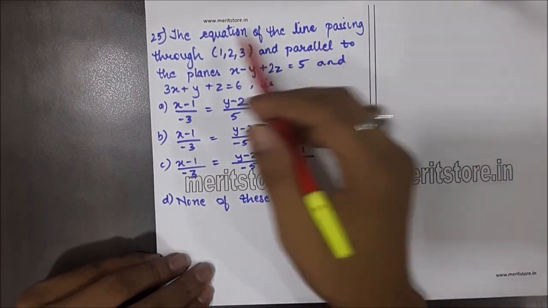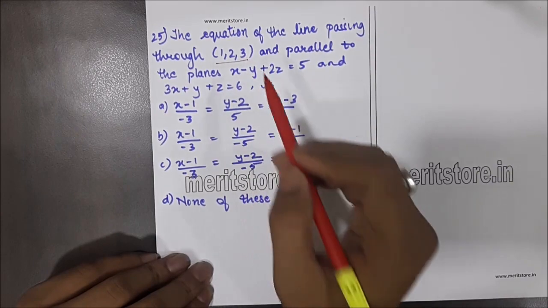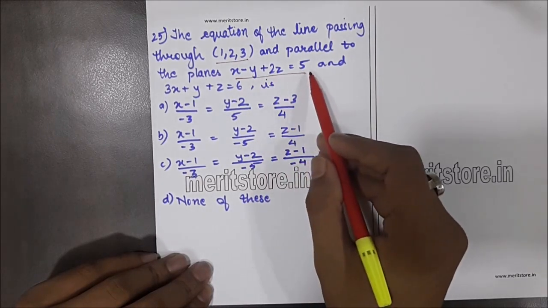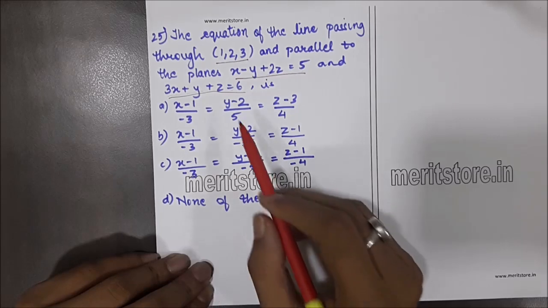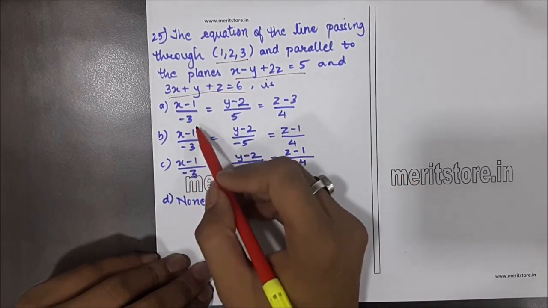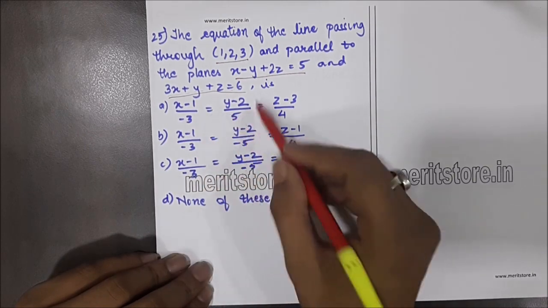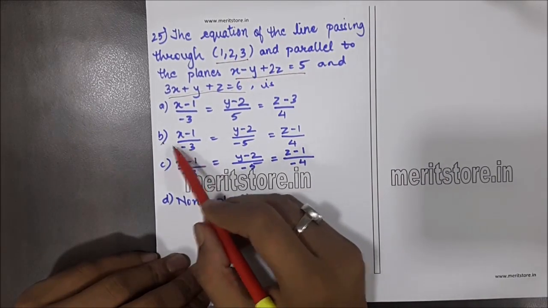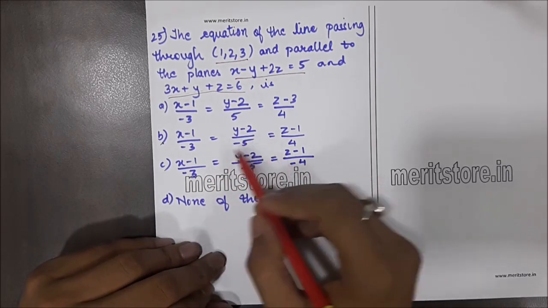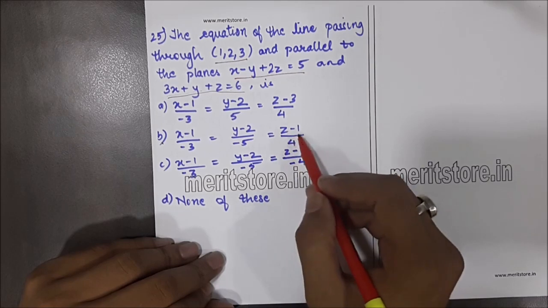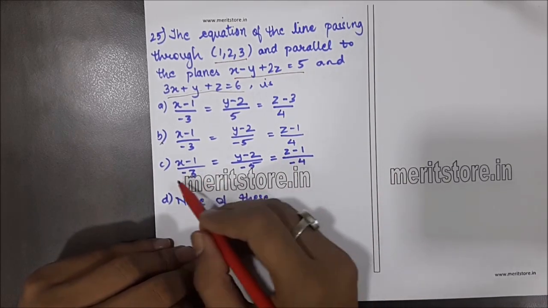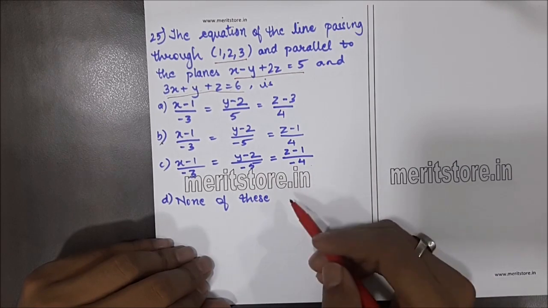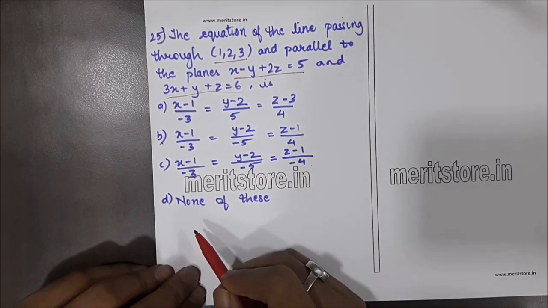Question number 25. The equation of the line passing through the point (1, 2, 3) and parallel to the planes x - y + 2z = 5 and 3x + y + z = 6 is: option A, (x - 1) upon -3 equal to (y - 2) upon 5 equal to (z - 3) upon 4; option B, (x - 1) upon -3 equal to (y - 2) upon -5 equal to (z - 1) upon 4; option C, (x - 1) upon -3 equal to (y - 2) upon -5 equal to (z - 1) upon -4; or option D, none of these.